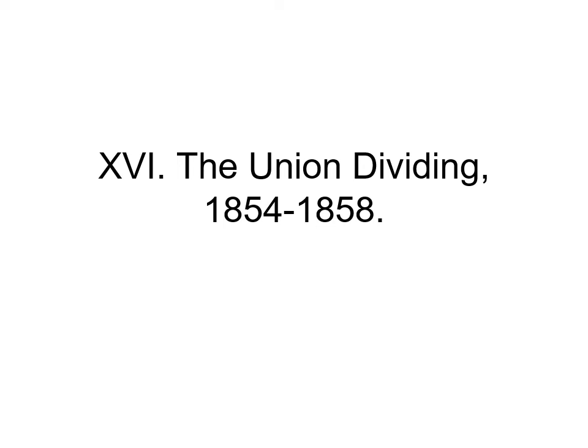All right, everyone. Now we're going to go on to our next topic, which is the Union dividing. And with this topic, we're going to look a lot at something called the Kansas-Nebraska Act. We talked previously about how there was a compromise in place. It looked like the country would survive. But man, just this decade, the 1850s, just one thing after another that's causing the country to really fall apart.